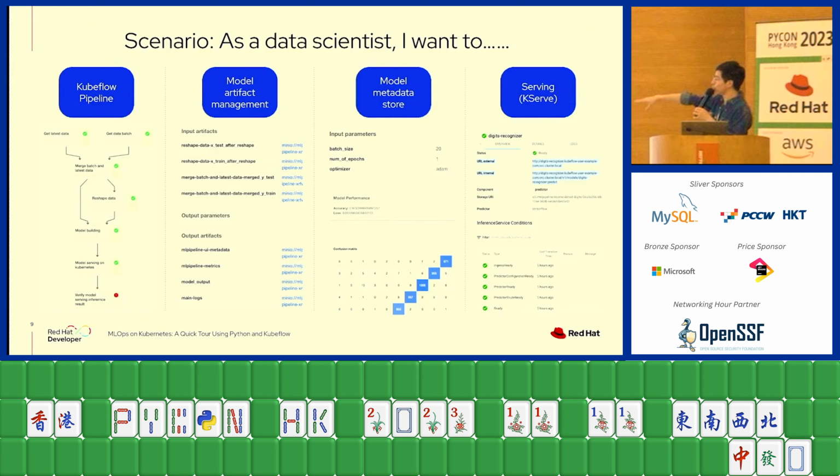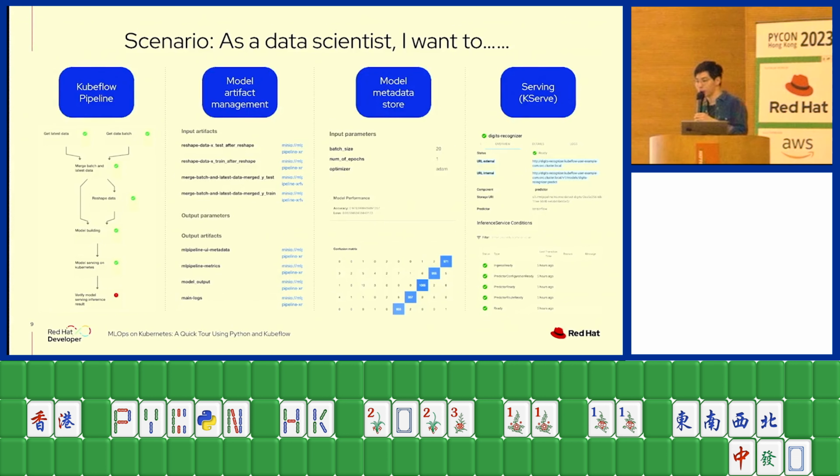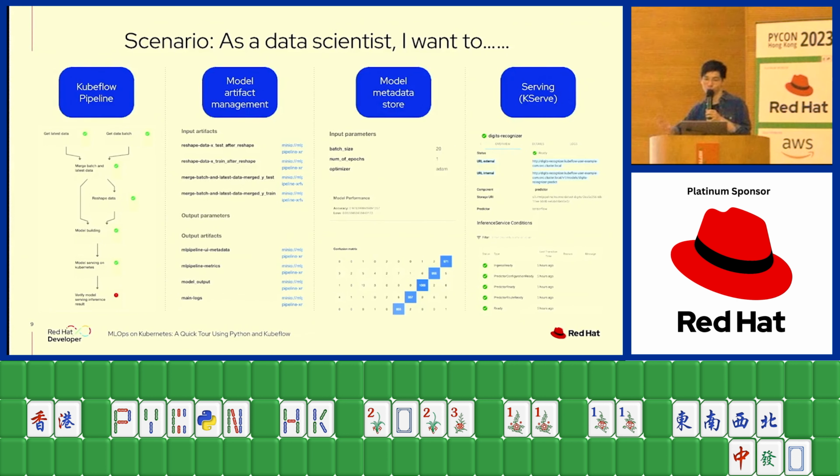Model metadata management is the third part. The output may include some confusion matrix, or some model performance, or you can also record the input parameters. For example, the hyperparameters, the number of batches, epochs, which optimizer you are using. Because again, replace Excel with this one.